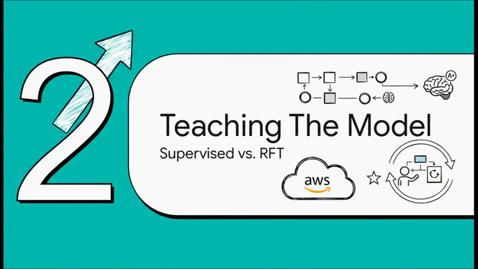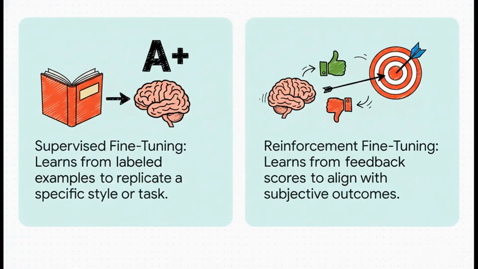Okay, so you're on board with customizing. Awesome. That brings us to your first big decision. How are we actually going to teach this model? You have two main roads you can go down, and they have very different approaches to learning. We've got supervised fine-tuning and reinforcement fine-tuning. Let's break down these two paths.